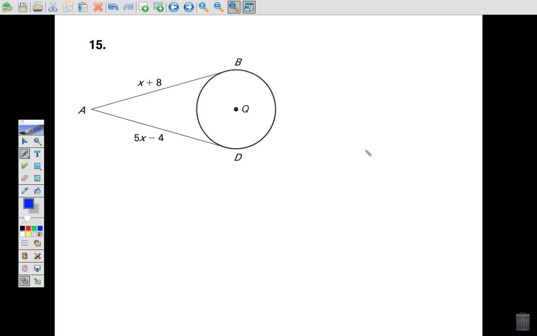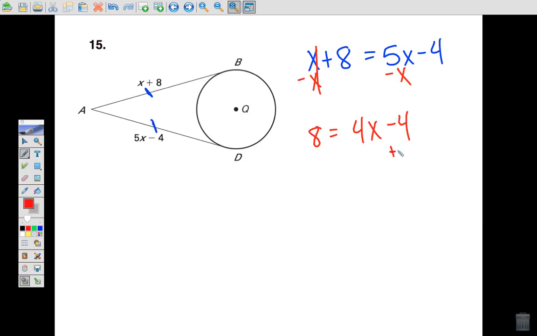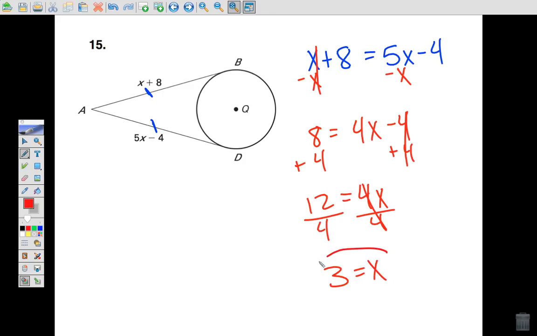Okay, this was in the tangents unit. I called this the ice cream cone theorem, and I said no one wants to eat an uneven ice cream cone. So if you have these two tangent lines out here, they should be congruent. So x plus 8 equals 5x minus 4. Subtract the x. You get 8 equals 4x minus 4. Add the 4. You get 12 equals 4x. Divide by 4. And you get 3 for x.